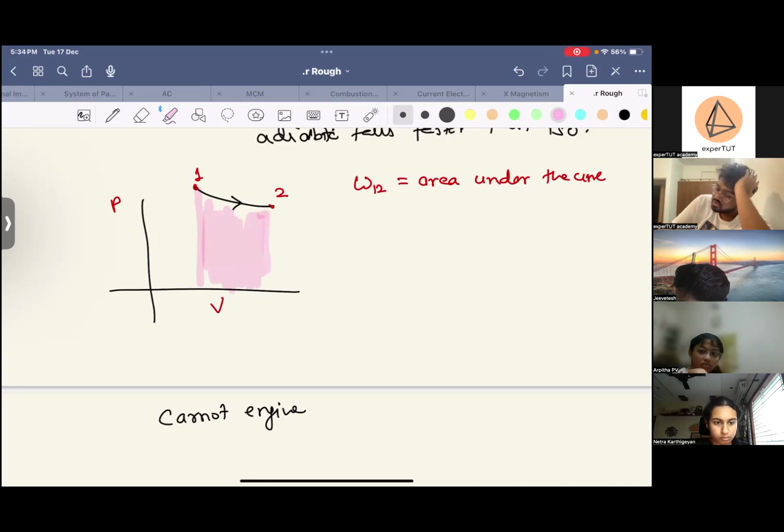Okay, so this area is the work done in the process 1 to 2. Okay, standard thing.